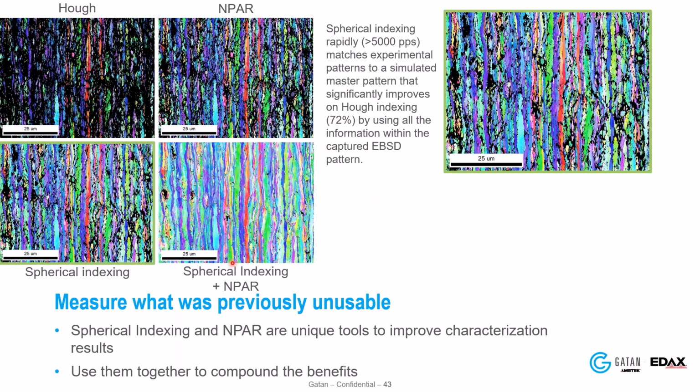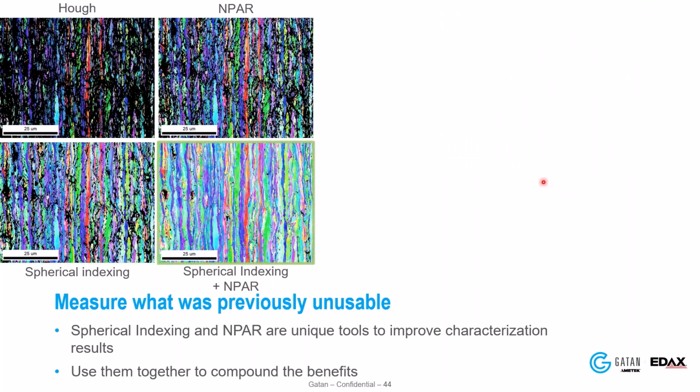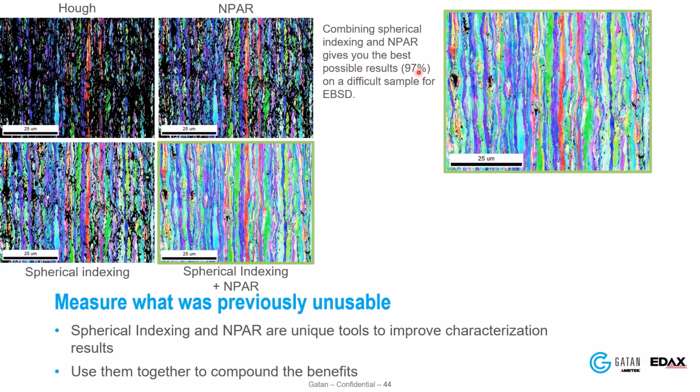And then we can combine spherical indexing and NPar together. So we're averaging just those 7 neighbors, and our indexing success jumps up to about 97%. So, a pretty significant increase from, I think this was about 25%, to near 100% by being able to combine the spherical indexing and NPar together on a material. This is a rolled aluminum sample, pretty heavily deformed, but we're able to extract the data that we couldn't get before by using these 2 approaches together.